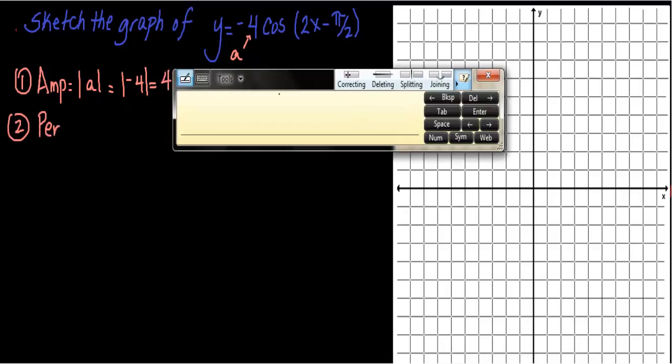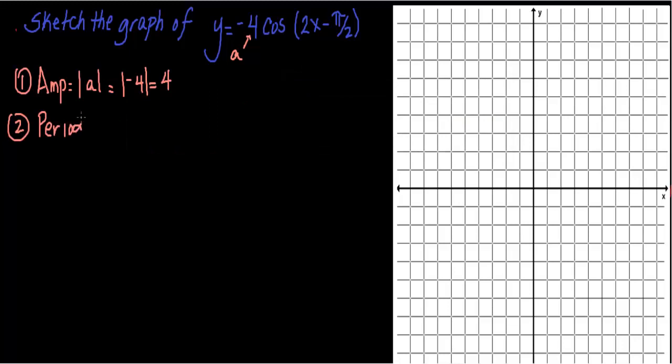Second step, find the period. The period is 2 pi over b. And here's b. So it's 2 pi over 2, which is pi.